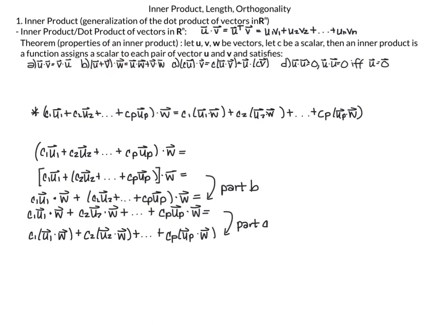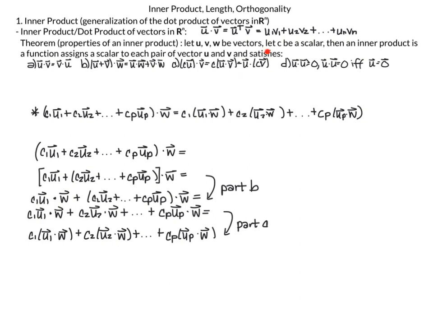I have two vectors added together dotted with W, and that's my first vector dotted with W plus my second vector dotted with W. So here I have C1 U1 dotted with W, and then my second vector in parentheses dotted with W. And I can do this repeatedly until I get C1 U1 dotted with W plus C2 U2 dotted with W plus up to CP UP dotted with W.